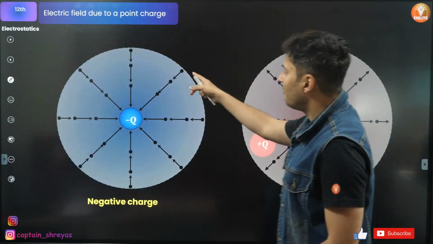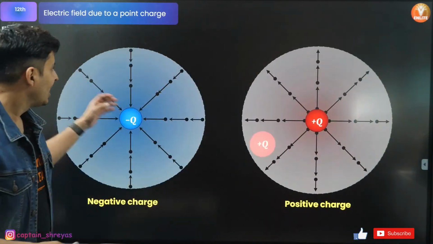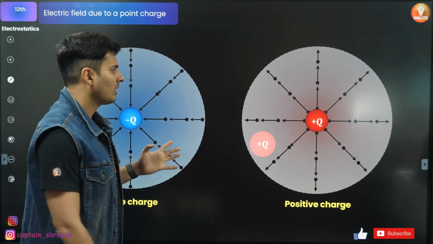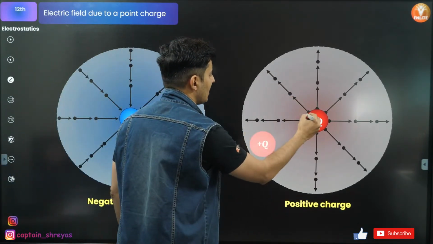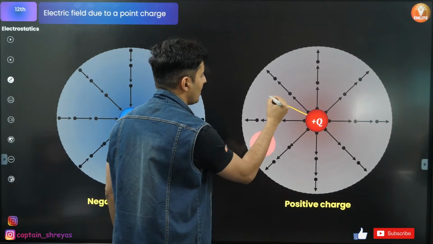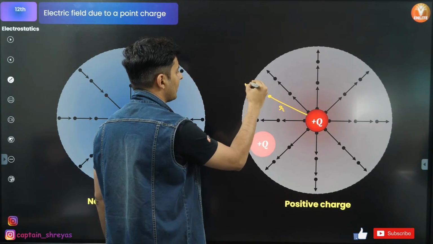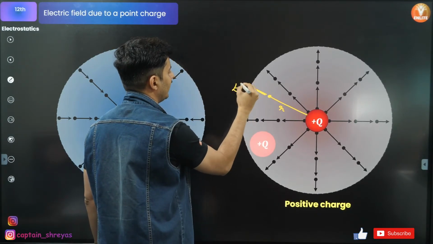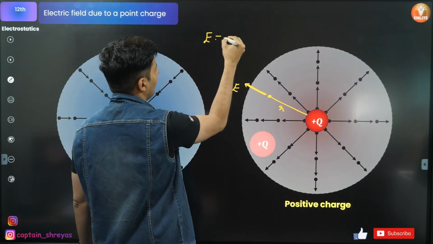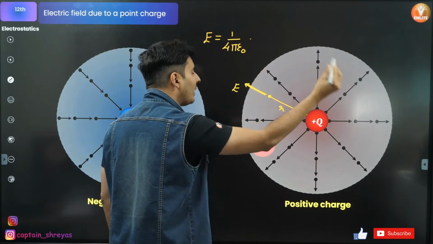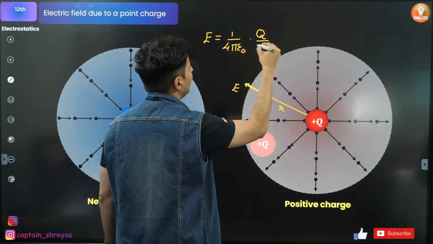What is the value of the field? Hello Sweta. What is the value of the field at any distance because of a charge? If you are at a certain distance r from this point, then what is the value of the electric field at that particular point? That value is given by, simply put, 1 by 4 pi epsilon naught. Instead of q1, q2, you just put q divided by distance square.